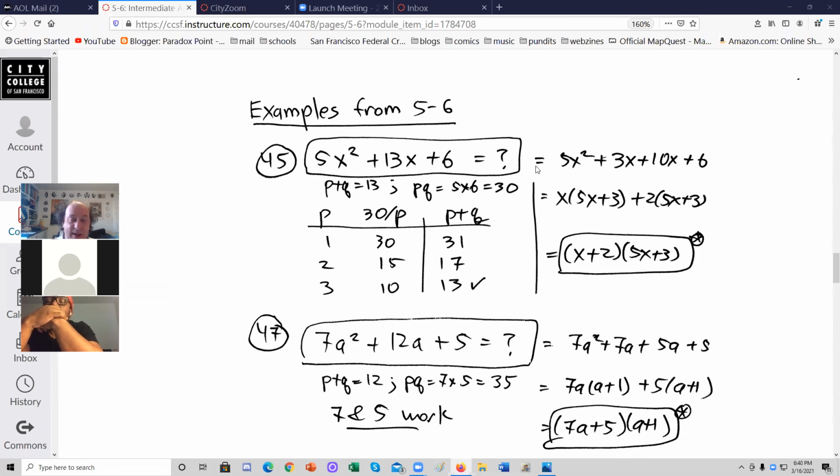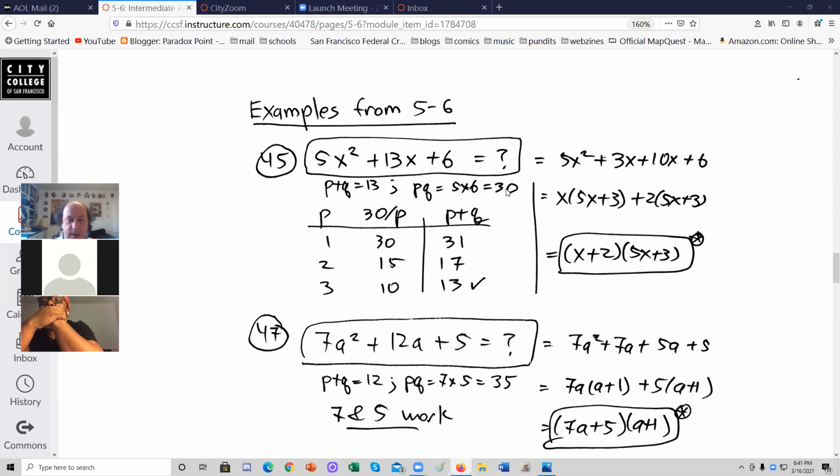See, 5x squared plus 13x plus 6. I want to factor that. And like I say later on, we'll see that it enables you to solve equations involving that. So you want to find P and Q, whose sum is 13, whose product is 5 times 6.